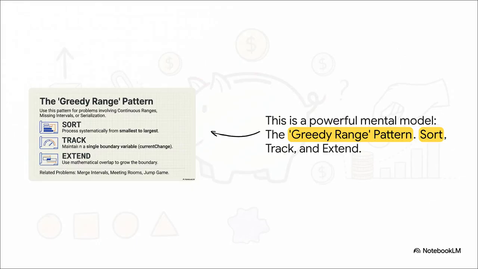Now, this isn't just a clever trick for one random problem. This is a powerful mental model you can use, often called the greedy range pattern. This whole sort, track, extend strategy, it's your key to solving a whole bunch of problems involving intervals, or scheduling, or finding any kind of missing value.